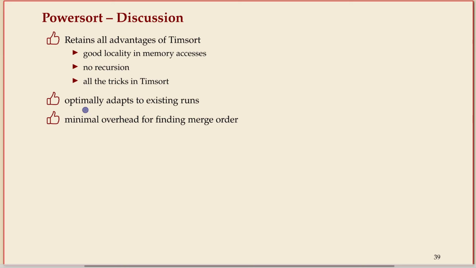But unlike Timsort's original policy, you have a provable upper bound on this merge cost that's close to h plus 2n. And like Timsort, it costs almost nothing to determine these powers, so it's cheap to do.